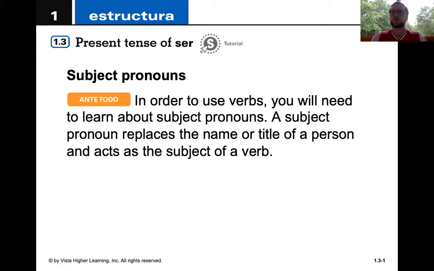Subject pronouns. And in order to use our verbs, we're going to have to use subject pronouns, okay? Because each verb is going to be conjugated based on the subject pronoun being used. Now, you ask, do we have subject pronouns in English? Do we have verb conjugations?